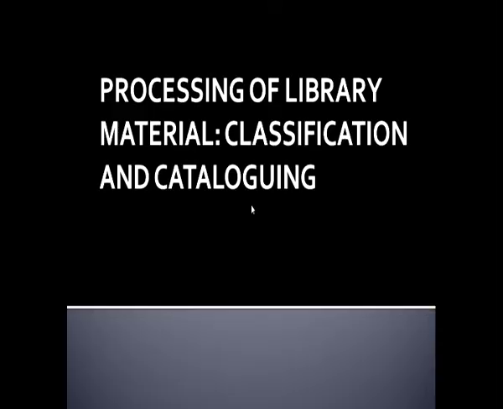Today we will be discussing processing of library material, classification and cataloging. The technical processing section in every library plays a key role to carry out functions of any library. The journey of every document in the library to reach its readers starts from the acquisition section, but it is the technical section that, after the documents have been acquired, prepares these for use by the users.